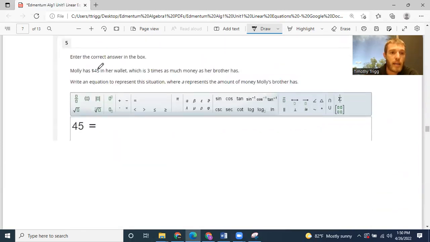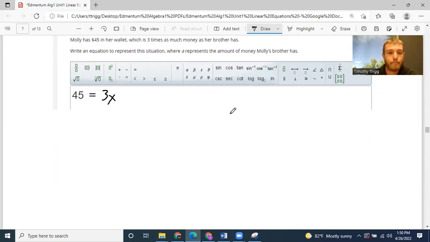Okay. Molly has $45 in her wallet, which is, so $45 is 3 times as much money as her brother's. 3 times as much money as her brother. There we go. Easy peasy.